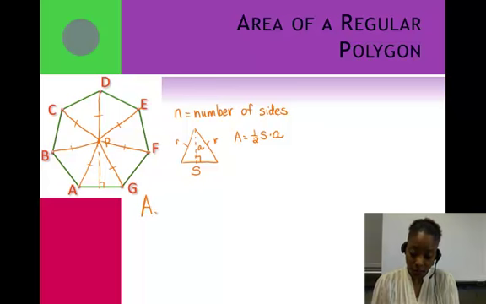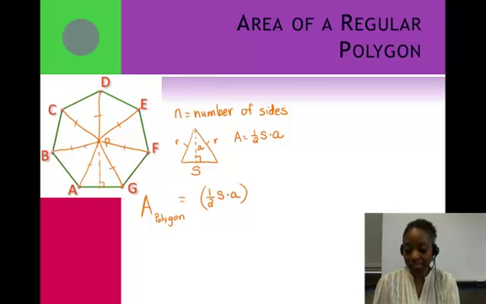So the total area, the area of the entire polygon, would end up being 1/2 the side length times the apothem, and then we have to take the whole thing and multiply it by n, because n is the number of sides, or the number of triangles. So multiply that by n.